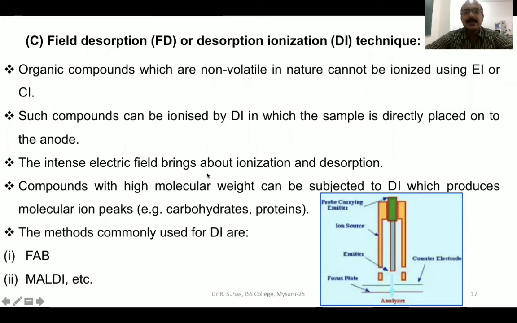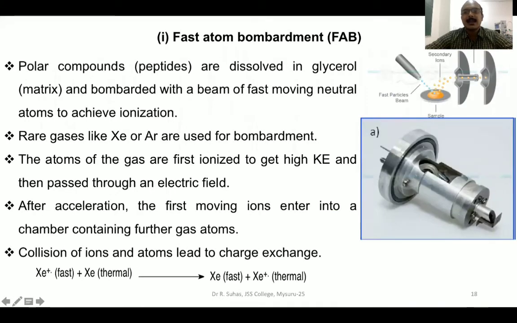Here, the intense electric field brings about ionization and desorption. Compounds with very high molecular weight, for example peptides, proteins, carbohydrates, alkaloids, steroids, etc., are subjected to field desorption or desorption ionization because they have very high molecular weight, say roughly up to about 5,000 kilodaltons. There are mainly two methods coming under this. They are fast atom bombardment, in short FAB, and matrix assisted laser desorption ionization, in short MALDI. We will discuss both of these now.